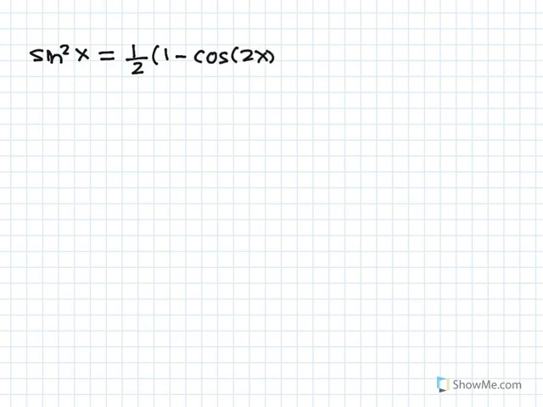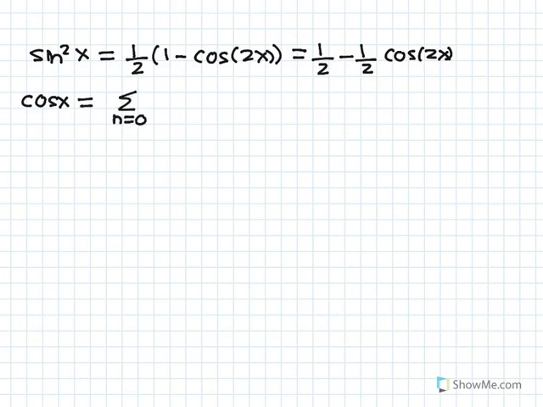Alright, starting with sin^2 x, we have the trig identity. This is equal to 1/2 times (1 minus cos of 2x). Let's multiply the 1/2 through. We get 1/2 minus 1/2 cos of 2x. Now, we know the Maclaurin series of cos x. That's equal to the summation n equals 0 to infinity of (-1)^n, and we have even powers of x, that's easy to remember, x^(2n), divided by (2n)!.